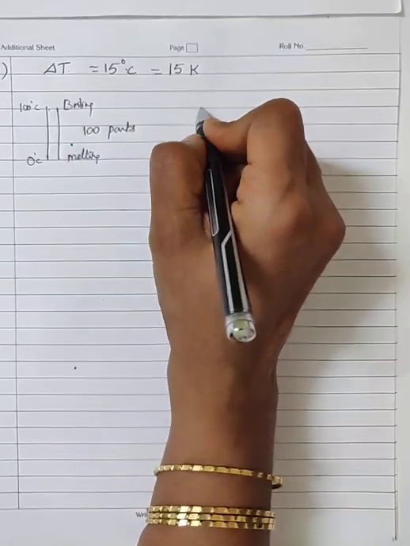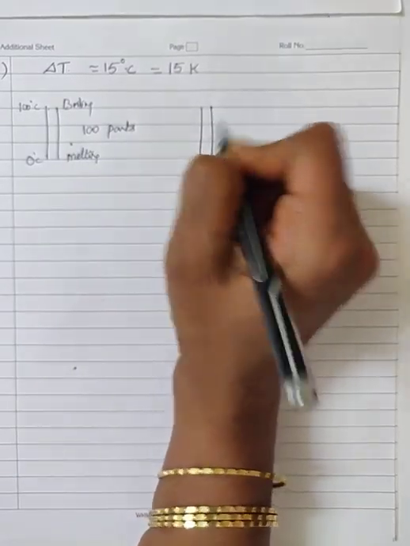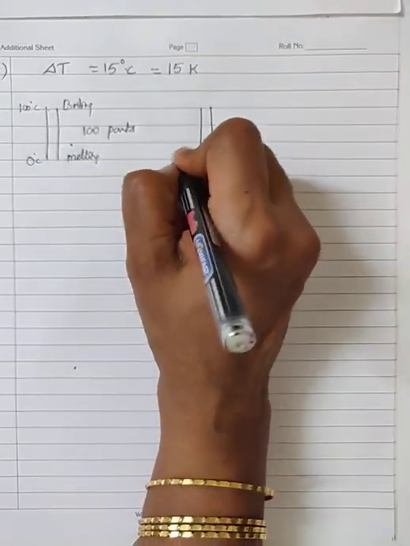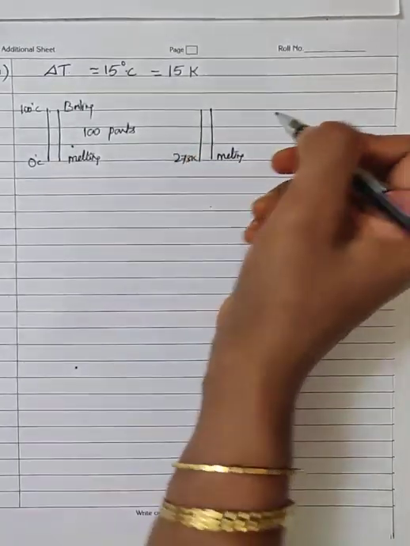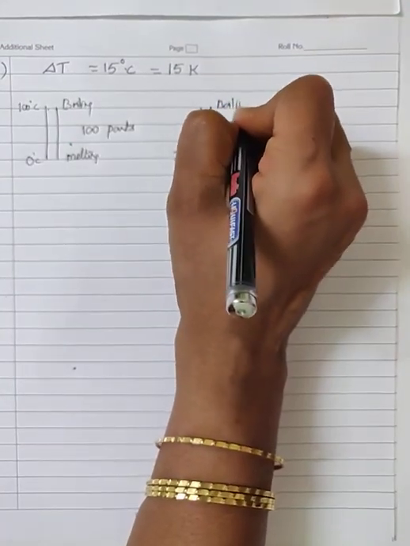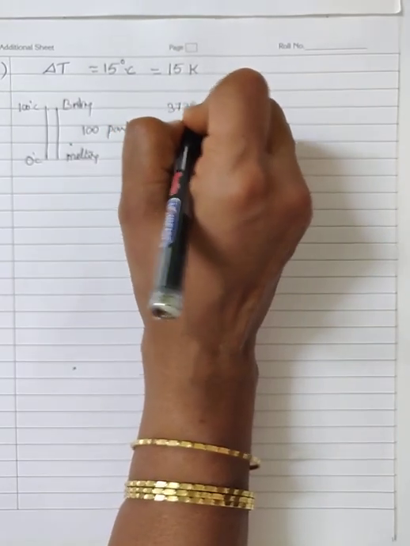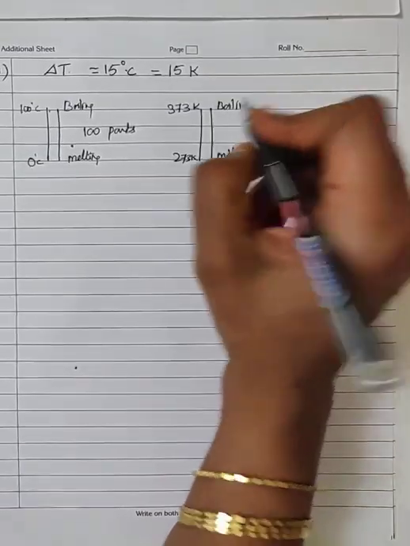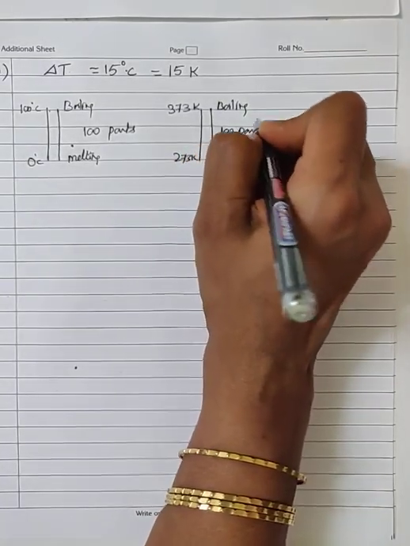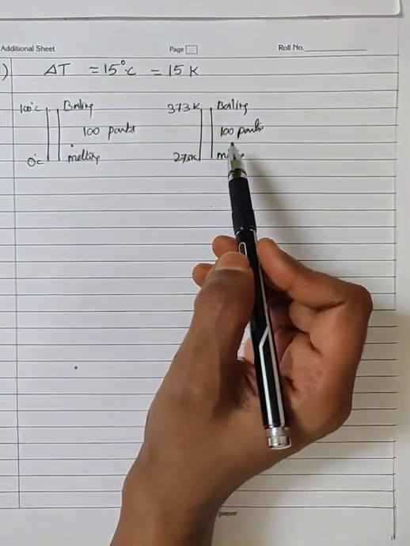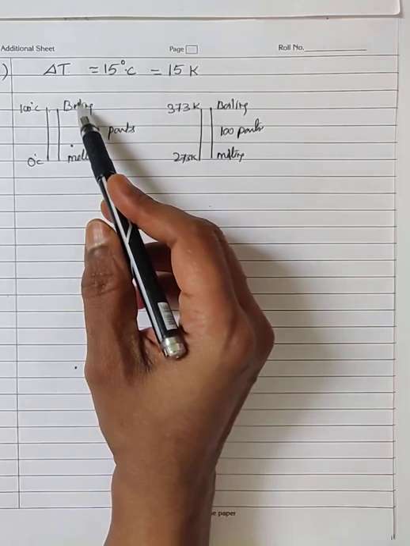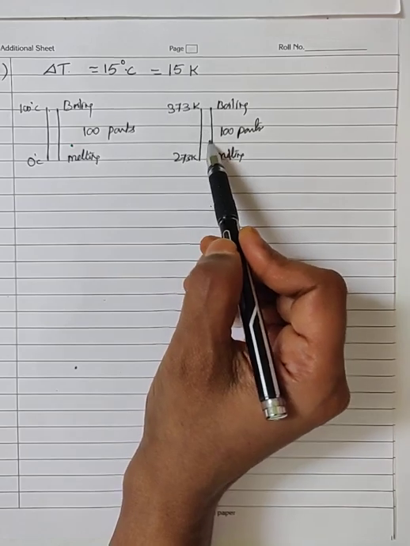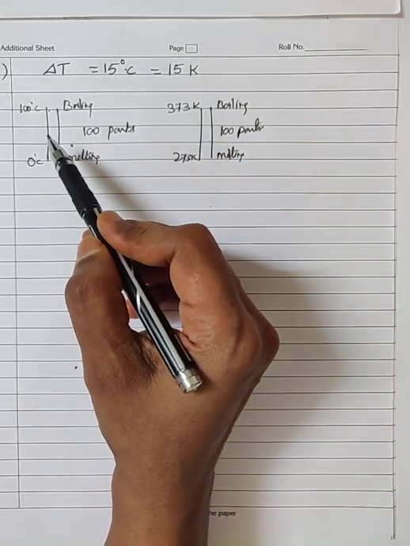Now take the Kelvin scale. In the Kelvin scale, the melting point of ice is 273 Kelvin. Similarly, the boiling point of water in the Kelvin scale is 373 Kelvin. In between the melting point and the boiling point, even in the Kelvin scale, it is divided into 100 equal parts. So, both in the Celsius scale and the Kelvin scale, it is divided into 100 equal parts. So every 1 degree rise in Kelvin is equal to 1 degree rise in the Celsius scale.